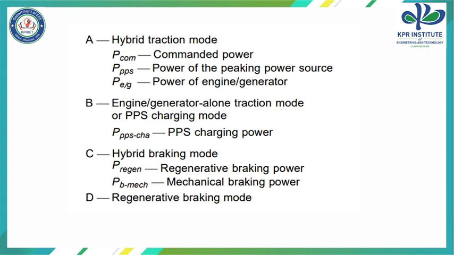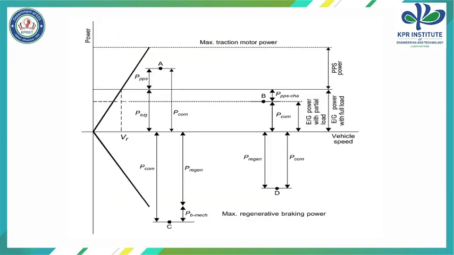Point A is called hybrid traction mode. Point B is called engine-generator alone traction mode, or peaking power source charging mode. Point C represents the hybrid braking mode, where we have regenerative braking power along with mechanical braking power. Point D indicates the regenerative braking mode. So this is the general diagram of our maximum SOC of peaking power source.